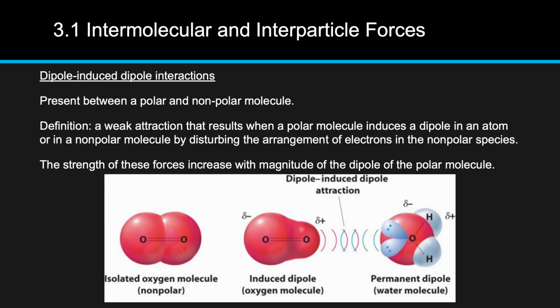However, if we put oxygen gas in a sample of water, water is a polar molecule, which means it has a negative end and a positive end. And when we put that oxygen molecule in with water, that dipole of water is going to create a dipole in the oxygen molecule, which is where the dipole-induced dipole comes from. So in order to have a dipole-induced dipole, we have to have a polar molecule and a nonpolar molecule in the same mixture.